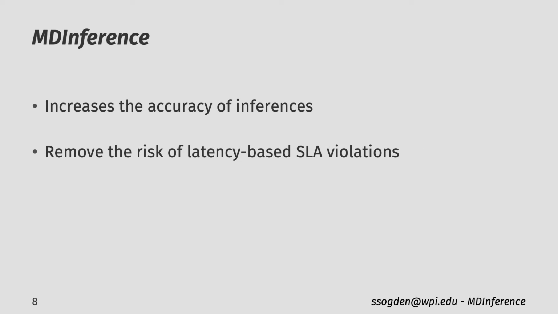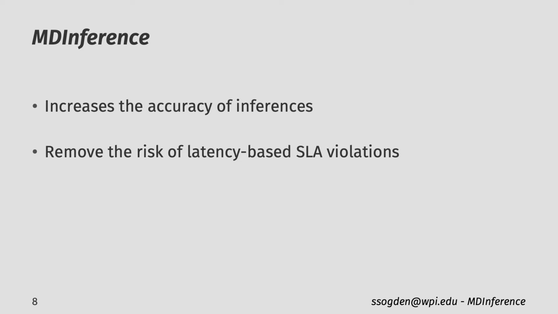To do this, we propose MDInference, which is holistically designed to be mobile aware. We designed this hypothetical framework specifically to balance these mobile goals and constraints. MDInference targets and achieves two main goals. First, we want to provide high accuracy inference by using higher accuracy models whenever possible. Second, we want to remove the risk of latency-based SLA violations by ensuring that every time an inference is requested, we have a result for the user.